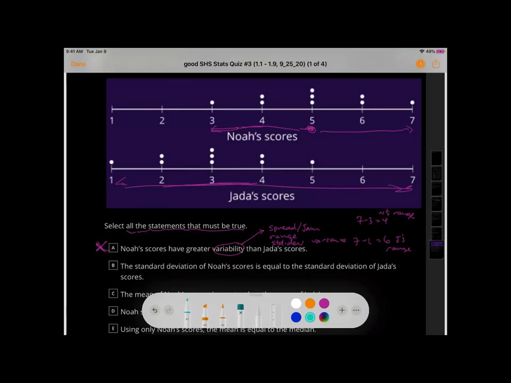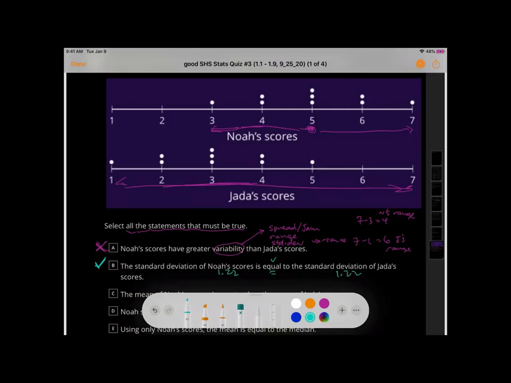Okay, so you can do this by putting in your calculator. I'm going to quickly put this in. Alright, so if you run through the calculator, they both have a standard deviation of 1.222, so are they equal? And that is true. Now, how do you do that visually?